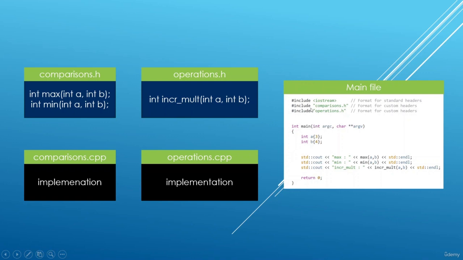When we hit the main file, what we're going to do is nothing special. We're just going to include the headers, and we are going to use these functions like we have been using them all along. If you look on the first line here, we are calling max. On the second line, we are calling min. And on the third line here, we are calling increment to do whatever it does.